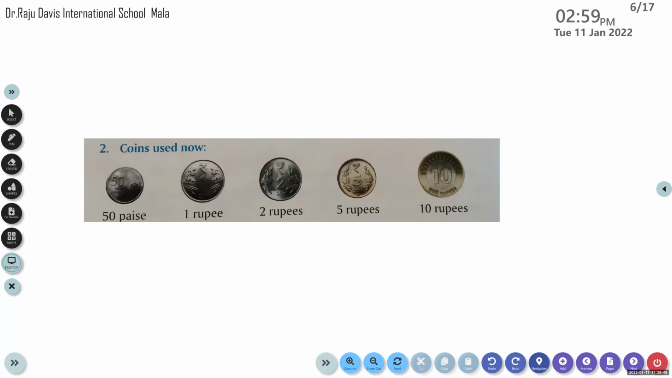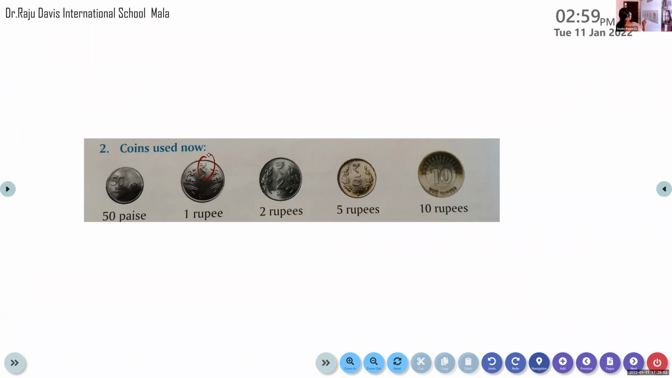Here also you can see it in coins. See 1 rupee, you can see the symbol. Here also 2 rupees, and 5 rupees, you can see the symbol. How will we write the symbol of rupee? In Hindi, we write the letter Ra, no? See, this is the letter Ra. So you have to put one more small line in the middle. Okay, so now it is the symbol for rupee.